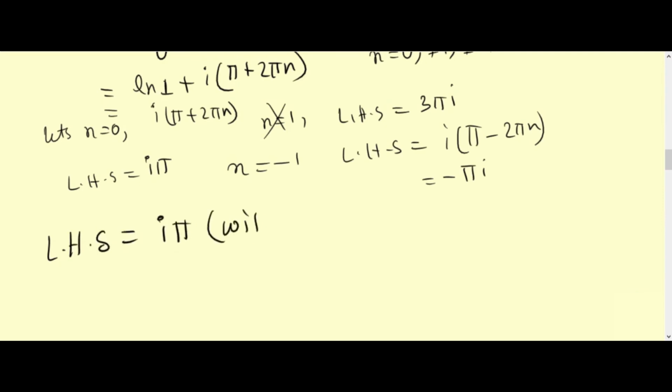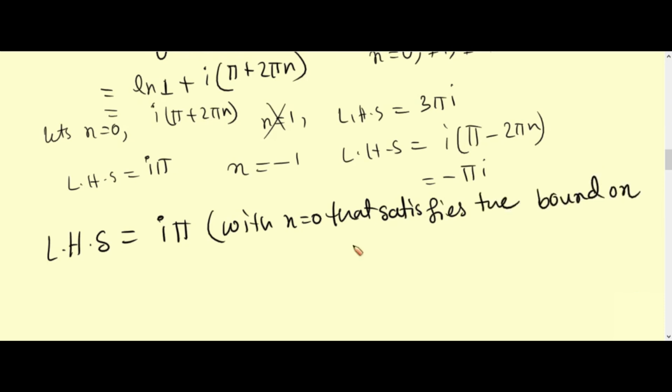Also you can write it with n equals 0 that satisfies the bound on theta. Or you can also explicitly write it as theta principal plus 2πn. Understanding this is just the important thing, but you can choose whatever way you want to write.